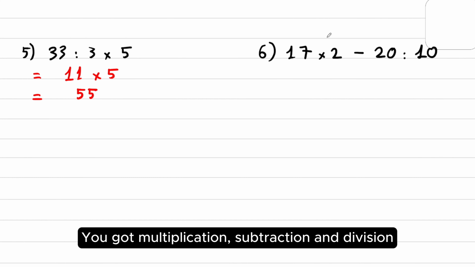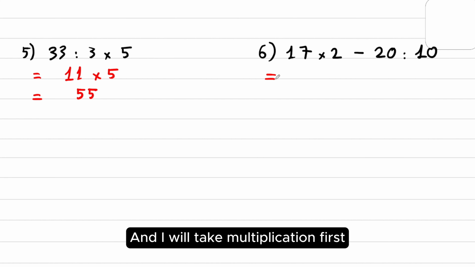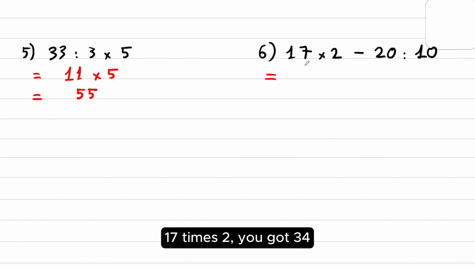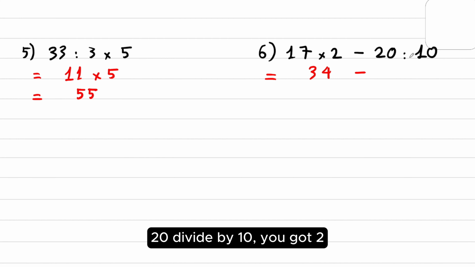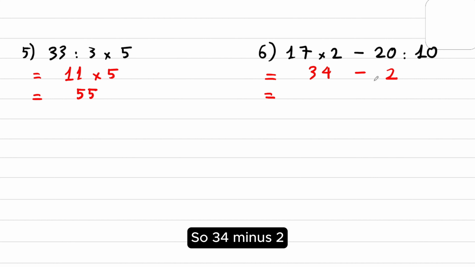Question 6, you have multiplication, subtraction, and division, and I will take multiplication first. 17 times 2, you get 34. Minus here, I will repeat it because I have to take the division here for the next operation. 20 divided by 10, you get 2. So 34 minus 2, you get 32. Okay.